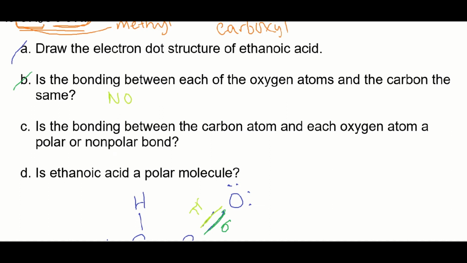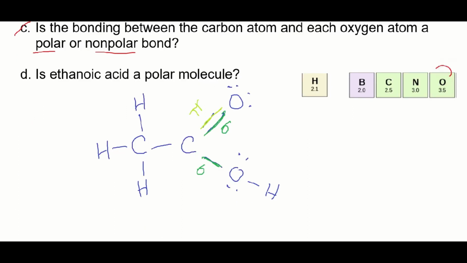Now, part C is asking us, is the bonding between the carbon atom and each of the oxygen atoms polar or nonpolar? All right, so I'm back here with the electronegativity difference between a carbon and oxygen, that we call delta chi, is 1. That's a polar bond, so these bonds are polar. So this bond is not equally shared. The oxygen is going to have a partial negative charge, and you got the same thing over here.